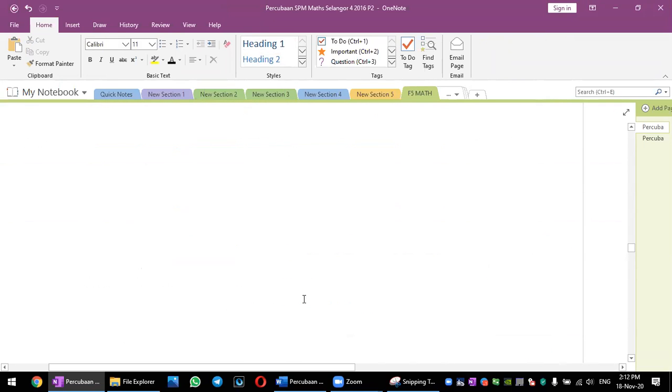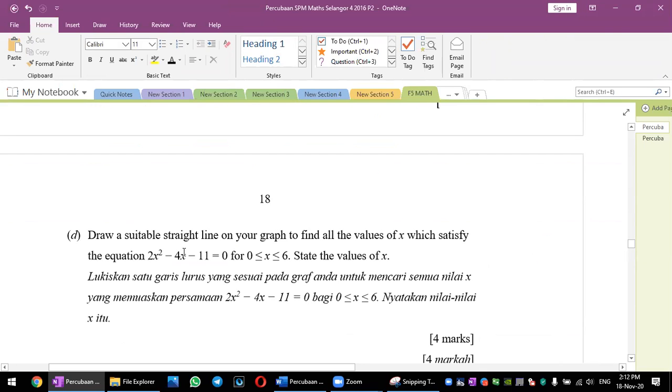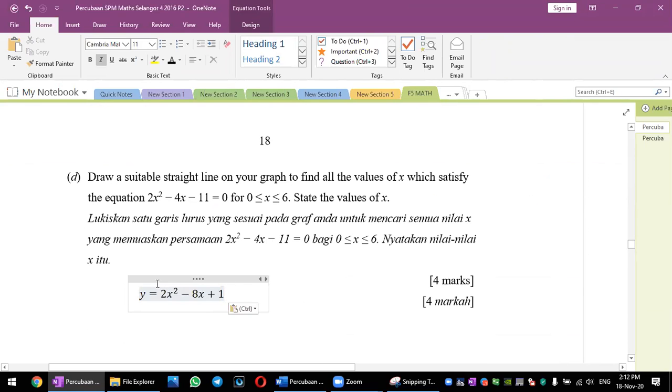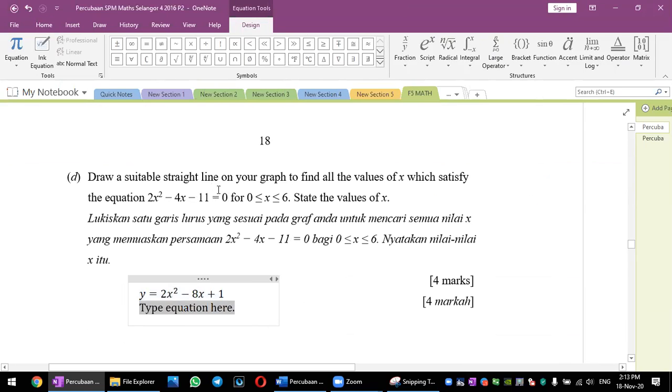Okay, then D pula. D. Can you draw a suitable straight line for the graph? Okay, sini macam mana buat? Okay, dia sudah bagi ini equation. This is the original equation. And then this is the one that give you. You need to terbalik. 0 equals. Okay, belakang letak depan. And then here is 2x squared minus 4x minus 11.